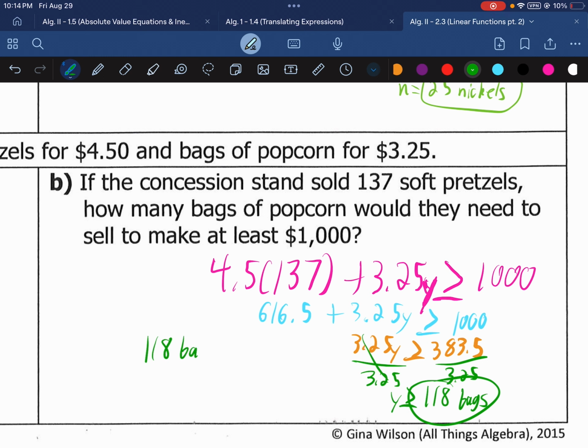Because the way it's phrased, it says, how many bags would they need to sell to make at least $1,000? And the answer is, if they sell 118 bags, they make at least $1,000. So that's the minimum. Whether you phrase it as greater than or equal to, or just equal to, it really ends up getting the same answer on this problem, because it's saying the minimum number they would need to hit that threshold of $1,000.